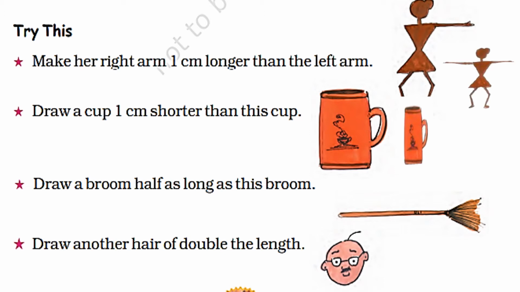Draw a broom half as long as this broom. So children, measure and then draw. Draw another hair of double the length. Draw it. Measure the length of his hair and then draw another hair of double the length.